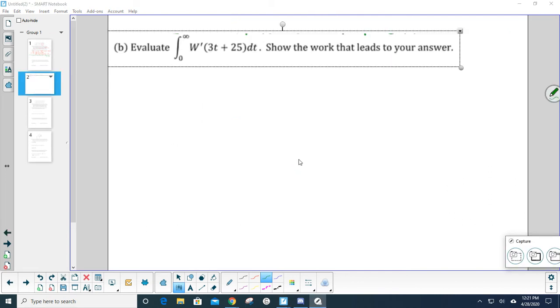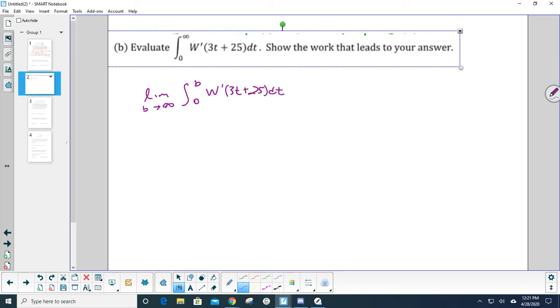Okay, so we are going from 0 to infinity. If we're going from 0 to infinity, we can rewrite this. We can change this up, and we can make it the limit as b approaches infinity, and then we are going to say from 0 to basically a value b. Okay, so that was my first step.